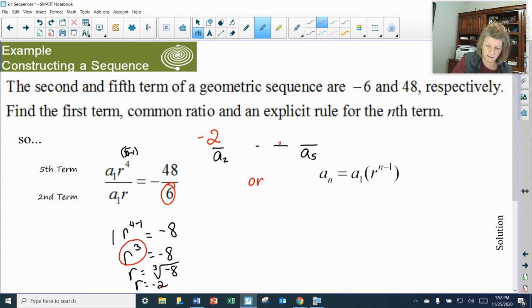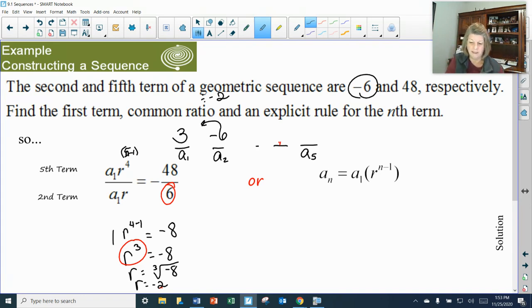I think I did. Let me do this again. The a sub second term is negative 6. Oh, no, I was fine. And I want to find the a sub first term, so I need to take this and divide by negative 2, our common ratio. So that would give me 3. 3 is my a sub first term.